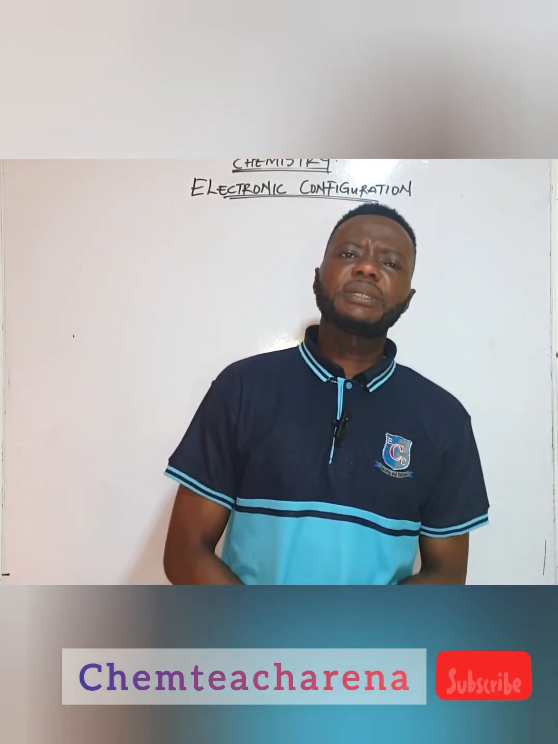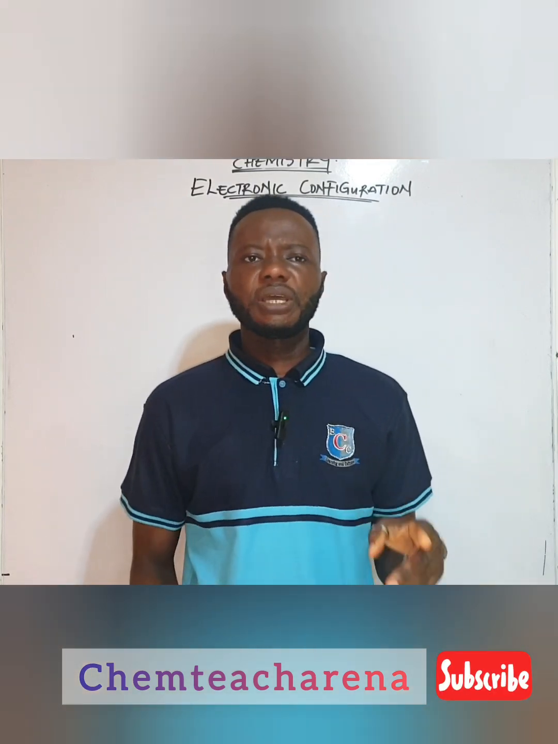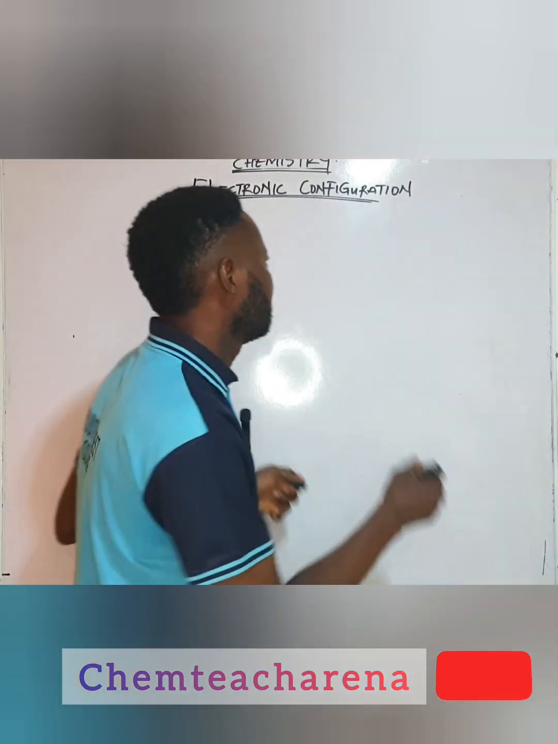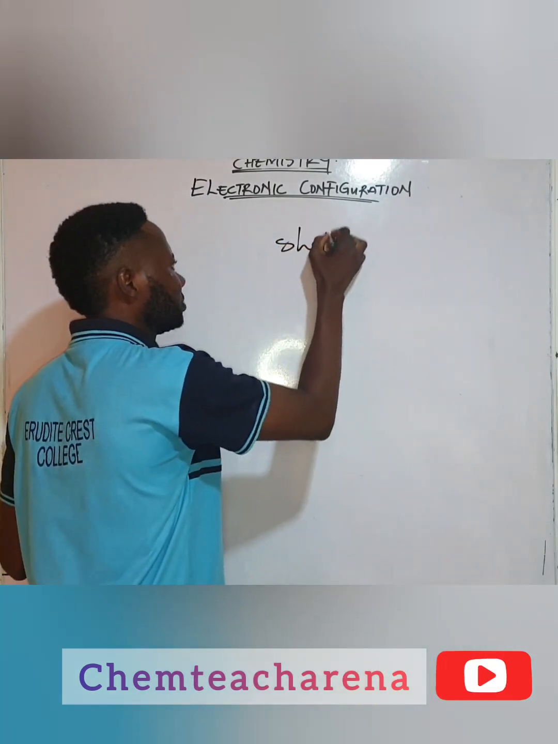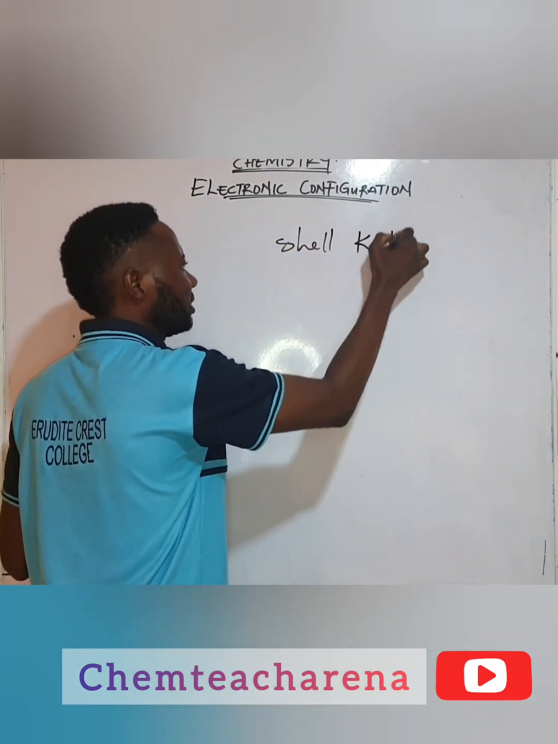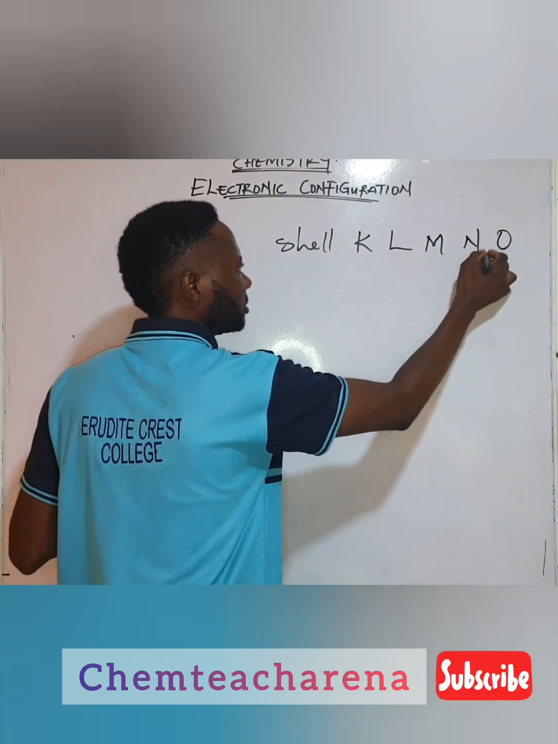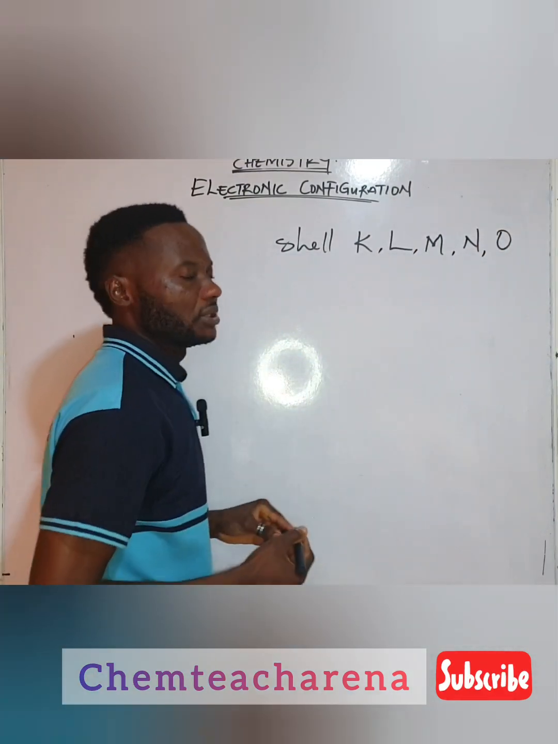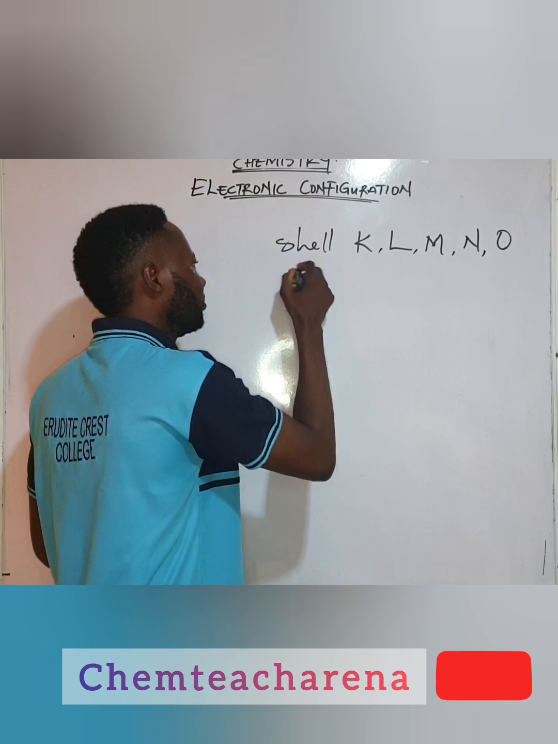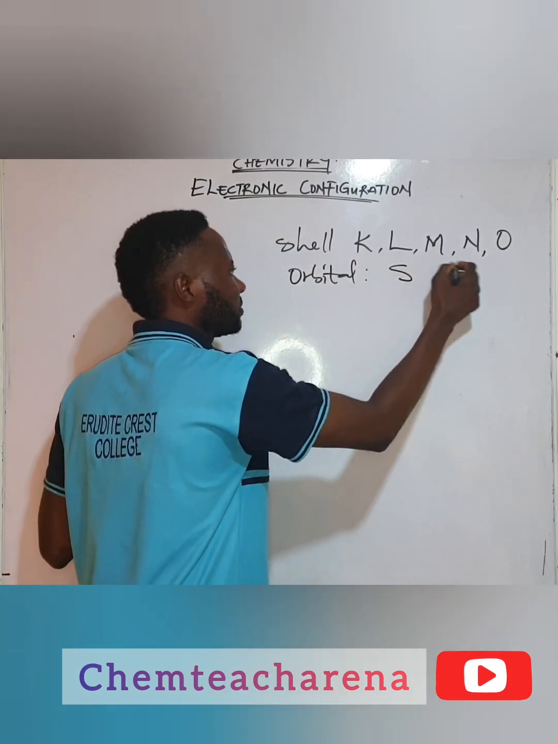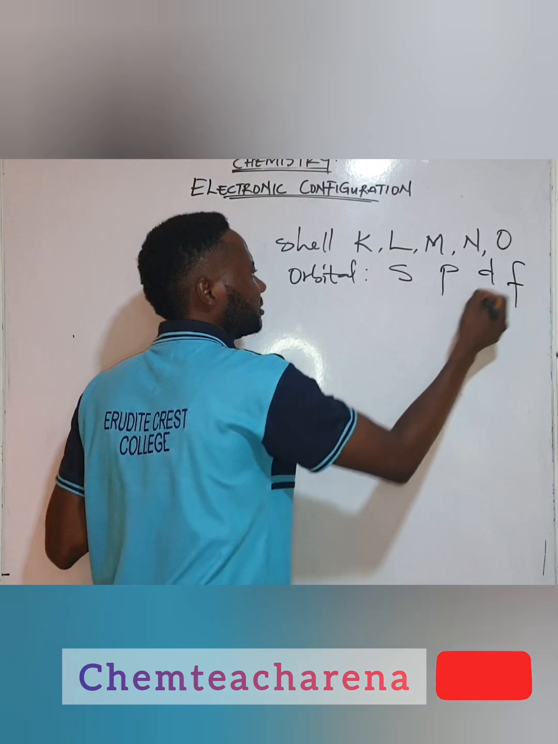The first one is the shell electronic configuration, which is the K, L, M, N, and so on: K, L, M, N, O, P, Q. The second one is the orbital electronic configuration, which involves the s, p, d, and f.